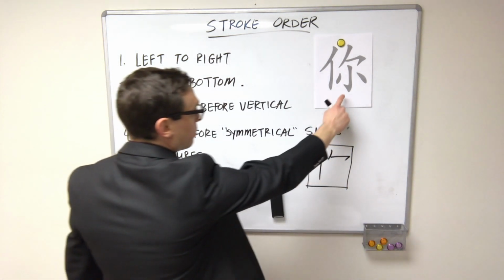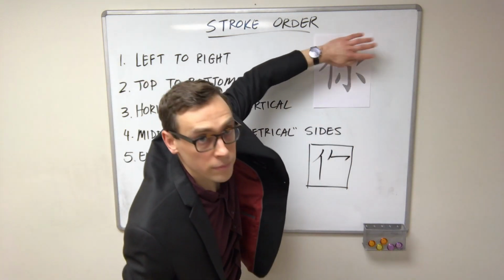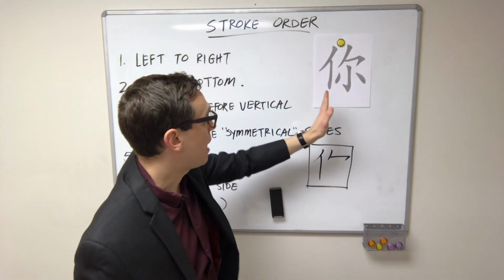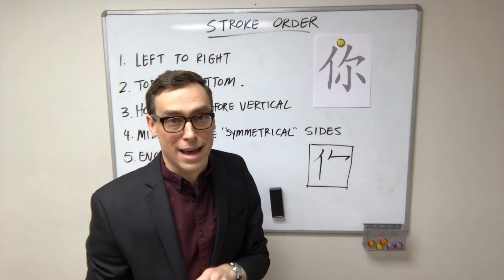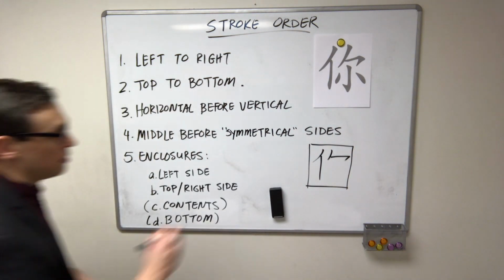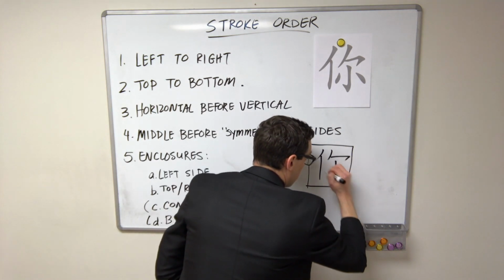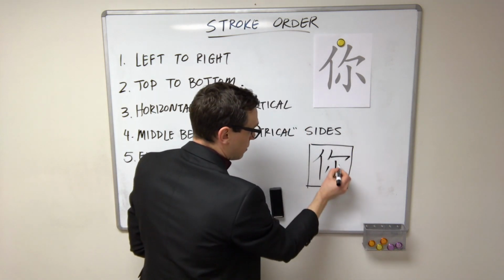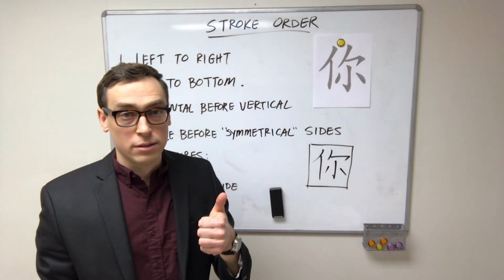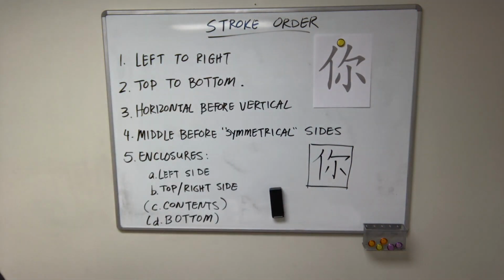Okay, now on this bottom part, we have a middle line and two symmetrical sides. What happens here? Middle before symmetrical sides. And the left one comes before the right one. So far, so good? Okay, good. 好, next.